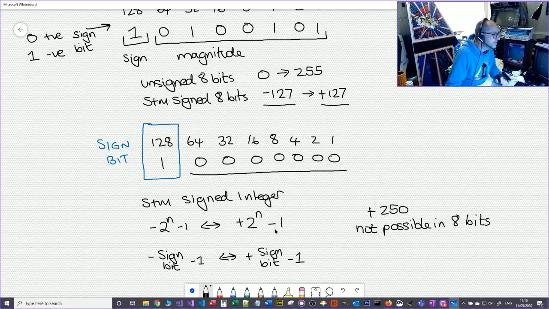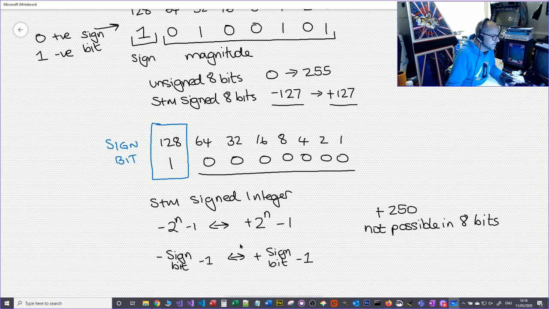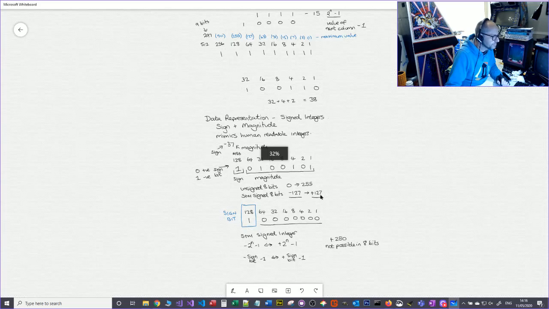Okay, and that is all there is to signed numbers in sign and magnitude.